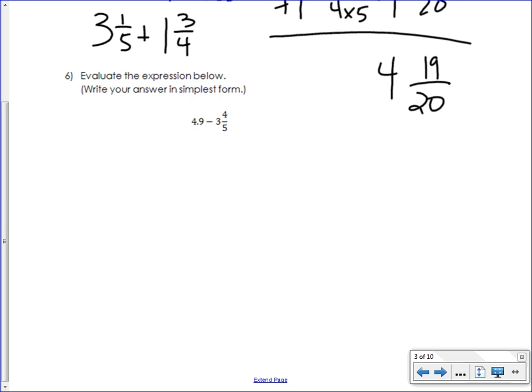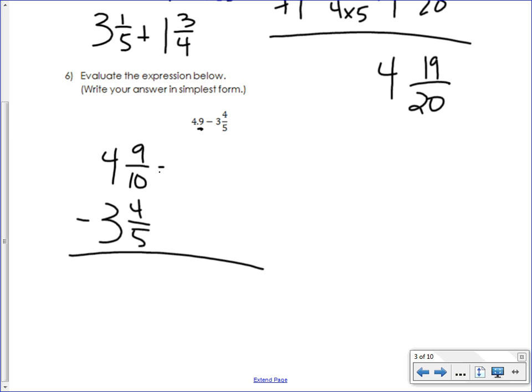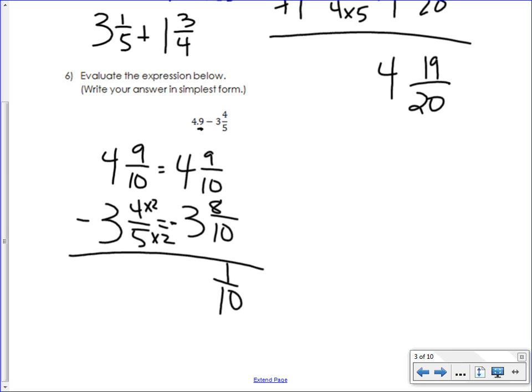Your next problem, I'm going to also change to a fraction. It would be 4 and 9/10, because this is in the tenths spot, minus 3 and 4/5. I'm going to make them have common denominators, which in this case would be 10. And 5 times 2 is 10, 4 times 2 is 8. 9/10 minus 8/10 is 1/10, and 4 minus 3 is 1. So your answer is 1 and 1/10.